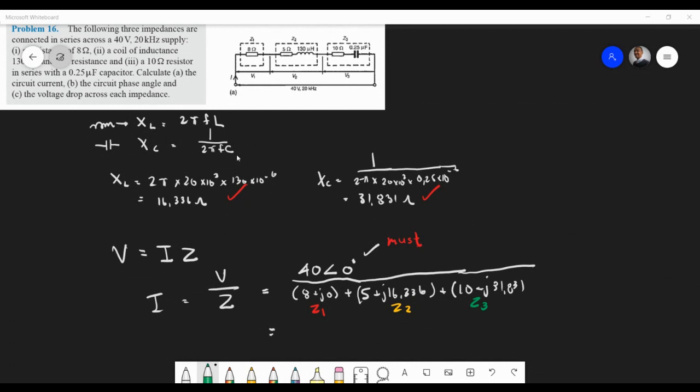Okay, let's see. Why must Z3 be subtracted? Because it's a capacitor. That is what I was referring to before. For an inductor it's plus, and for a capacitor it's negative. Oh, maybe you joined late. Oh, it's Mr. Garcia, sorry. Okay, does it make sense? I think it does make sense. And I'll come back to that just now and show you why.